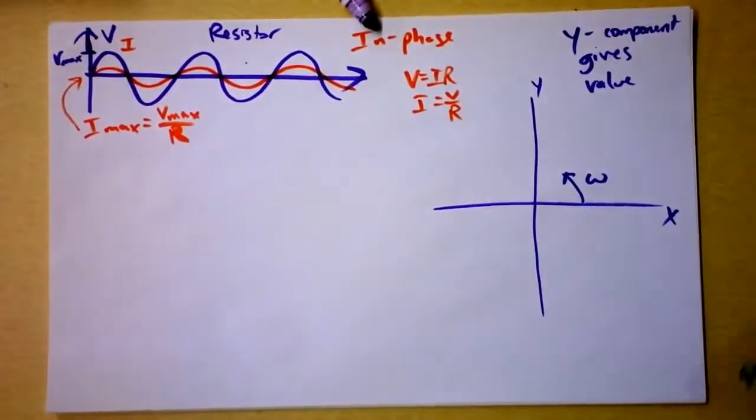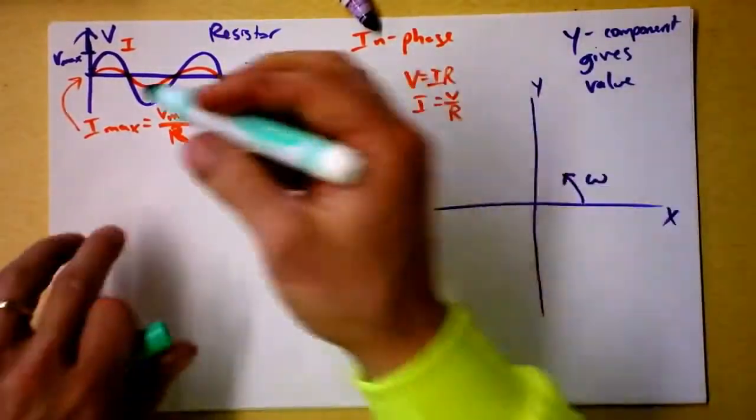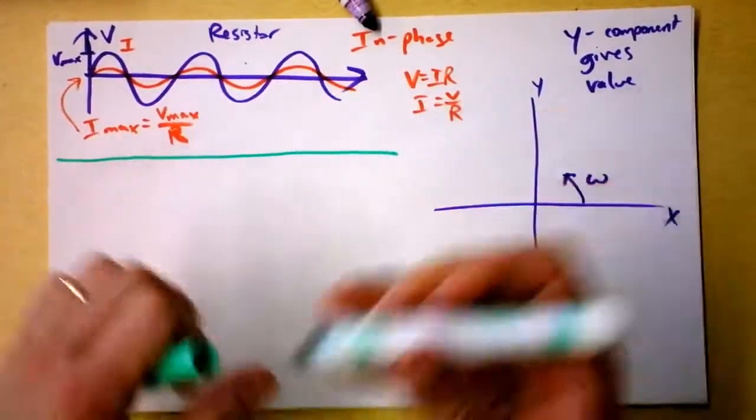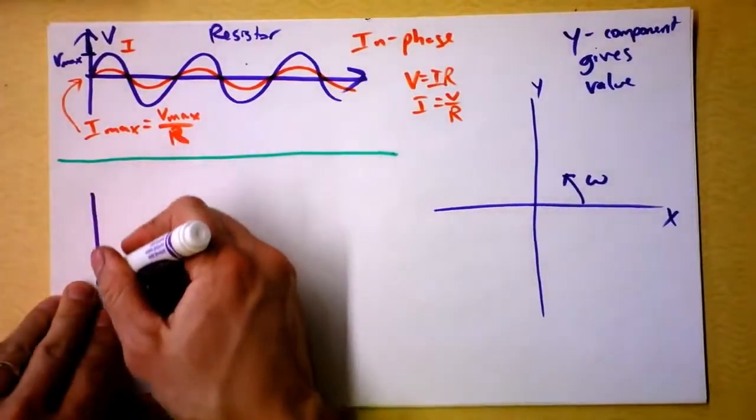It's time to go to capacitors, though. So resistors are really, really pleasant. Everybody likes resistors because they're super simple. It's time to go to capacitors. And in a capacitor, let me get you the same idea of a graph.